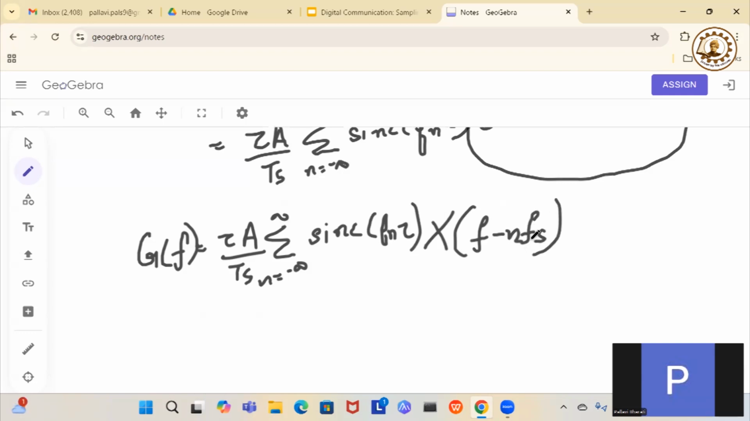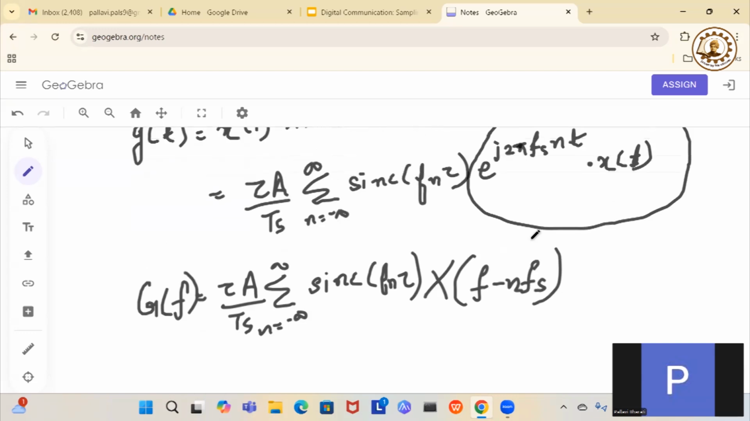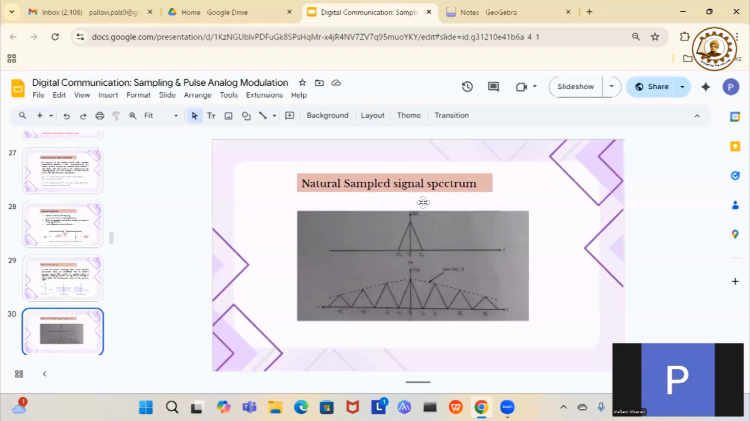Fine. So here what happened is that if you take the Fourier transform of this e to the power, that is going to be a delta function, and the delta function multiplied by x(t) will give you capital X in the Fourier domain. So this one was the naturally sampled signal. If you take the spectrum, if the Fourier domain representation is this one, then the top you can see is following the message signal.